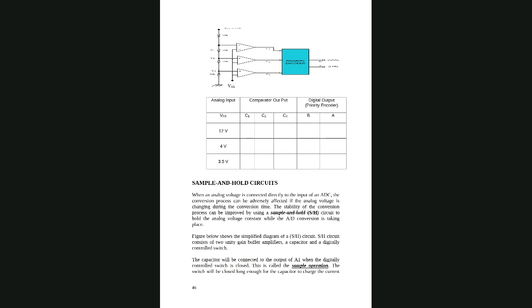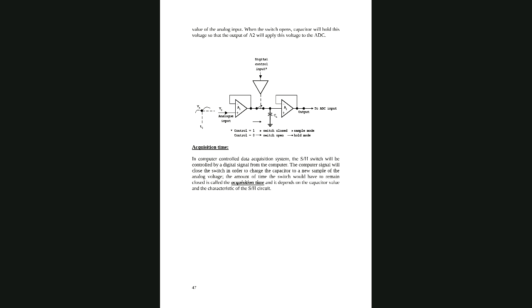The switch will be closed long enough for the capacitor to charge to the current value of the analog input. When the switch opens, the capacitor will hold this voltage so that the output A2 will apply the voltage to the ADC. So it will take the time to go to the ADC and convert it. Okay, this is what we call a sample and hold circuit. Very simple. It makes the operation more controlled, simpler.